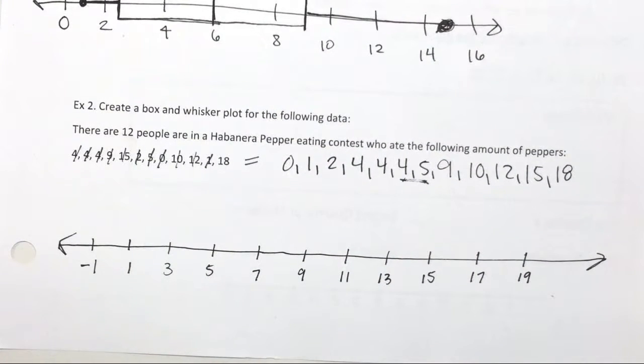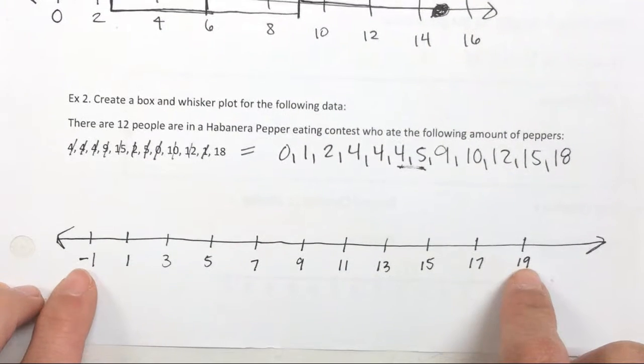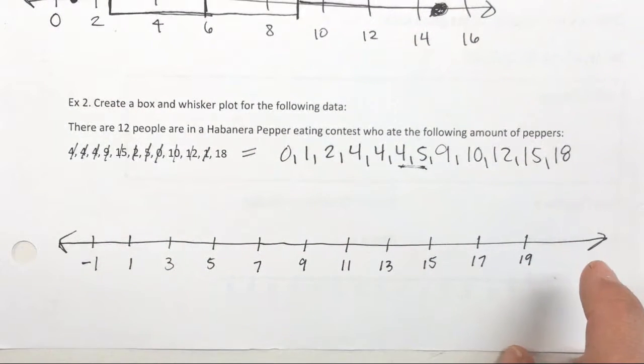Does somebody have a question? Yes, go ahead. We just have to pick a number less than 0 and a number greater than 18. So we pick -1 just because it's less than 0.